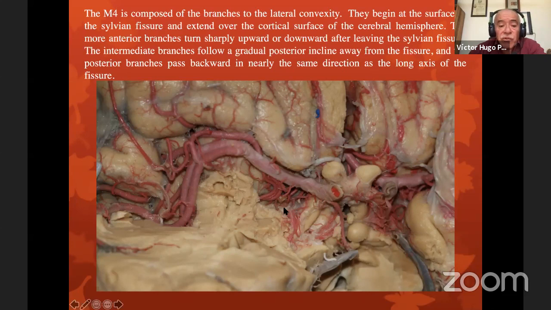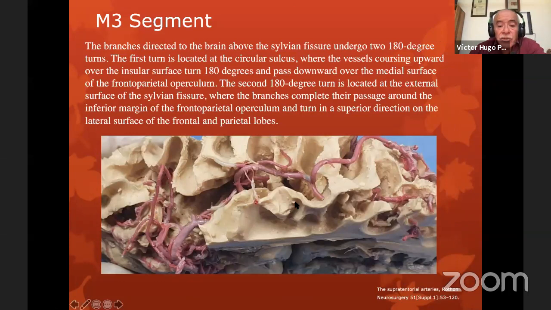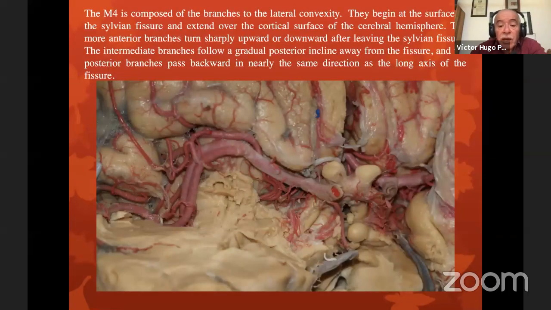This picture is just to see M1, M2, M3, M4 cortical branches. But this is also to see optic nerve, the optic chiasm, and this nerve tract. The M4 is composed of the branches to the lateral convexity. They begin at the surface of the sylvian fissure and extend over the cortical surface of the cerebral hemisphere. The more anterior branches turn sharply upward or downward after leaving the sylvian fissure. The intermediate branches follow a gradual posterior incline away from the fissure, and the posterior branches pass backward in nearly the same direction as the long axis of the fissure.